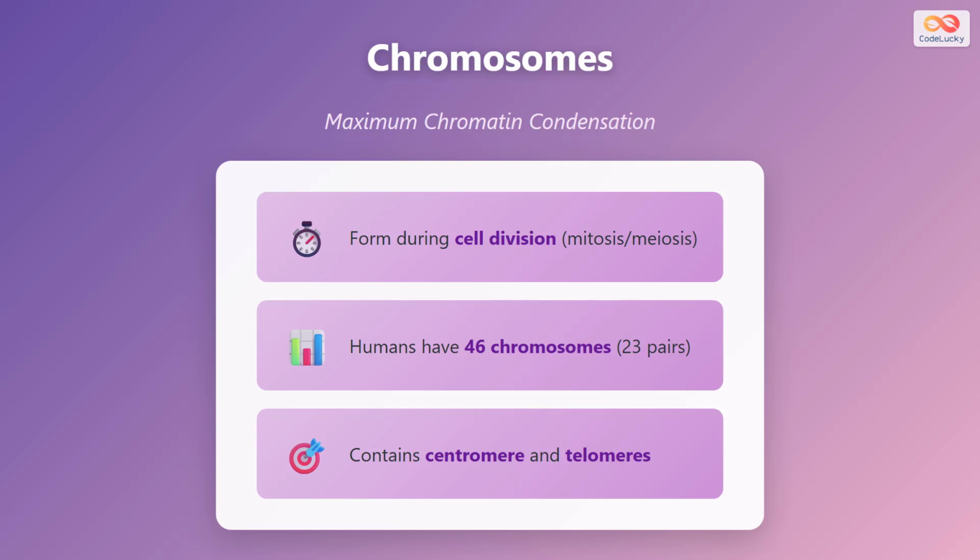Chromosomes represent the maximum level of chromatin condensation and form specifically during cell division, including mitosis and meiosis. Humans have 46 chromosomes organized into 23 pairs in each cell. Each chromosome contains specialized structures including the centromere, which is essential for chromosome separation during cell division, and telomeres, which are protective caps at the chromosome ends. This highly condensed form ensures accurate distribution of genetic material to daughter cells.